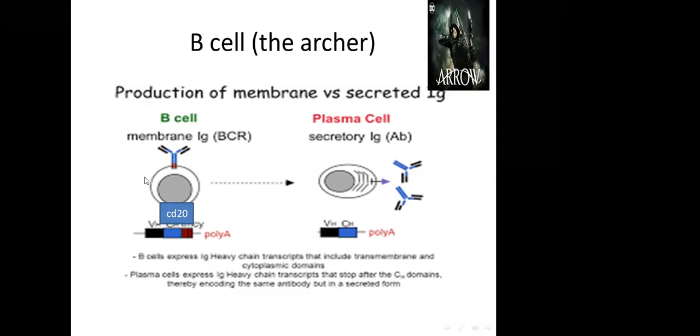And as you see in this picture, the naive B cell has CD20, but when it transforms into a plasma cell, it loses the CD20 receptor from its surface. And we will use this information in the immunosuppression. Now we have the naive B cell, which has CD20, and there is the plasma cell, which is the effector form of the B cell. It secretes the antibodies and has no CD20 on its surface.